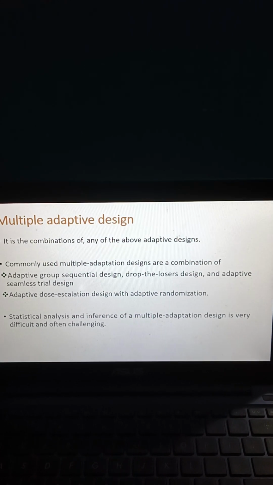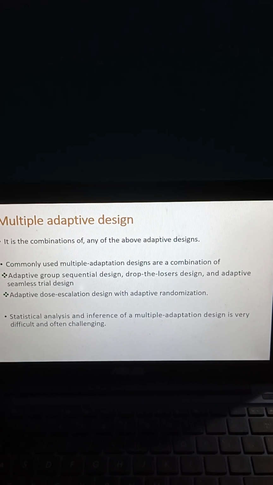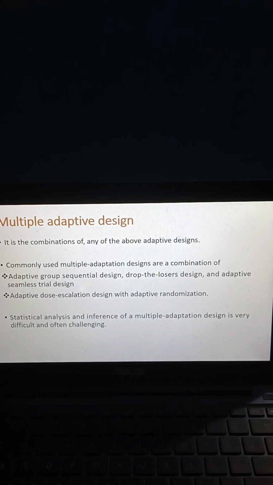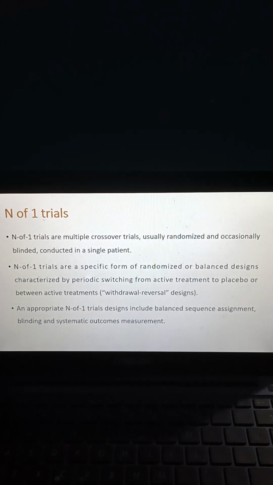Coming to multiple adaptive design, it is the combination of any of the above adaptive designs. Commonly used multiple adaptive designs are a combination of adaptive group sequential design, drop the losers design, and adaptive seamless trial design, or adaptive dose escalation design with adaptive randomization. Statistical analysis and inference of a multiple adaptive design is very difficult and often challenging.